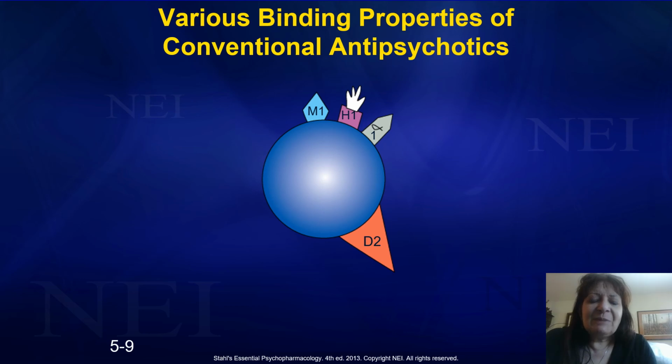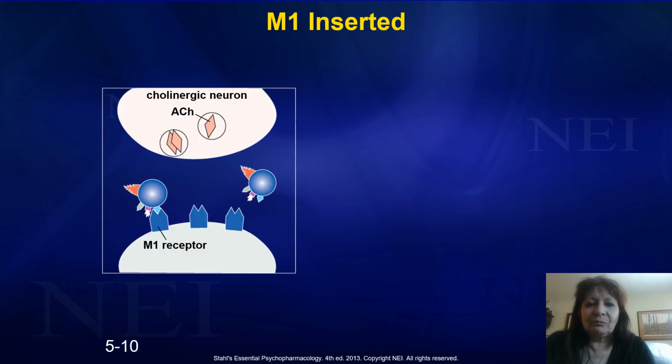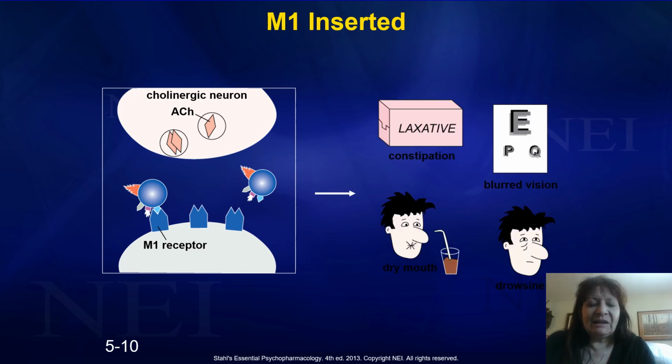So this picture here is showing us the binding properties of the conventional antipsychotics. We see D2 antagonism. We see that the M1 or muscarinic cholinergic receptors are blocked. We see that the histamine or H1 receptors are blocked, and the alpha 1 adrenergic receptors are blocked as well. And so when the muscarinic receptor is blocked, this can result in side effects such as constipation, blurred vision, dry mouth, and drowsiness.